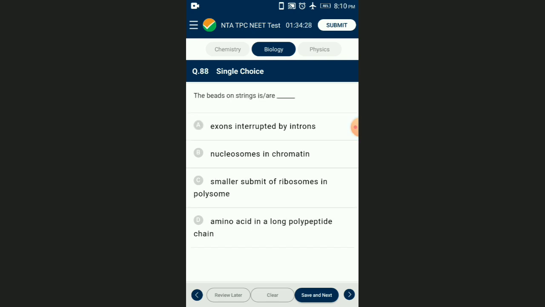Question number 88. The beads on string is nucleosome. DNA that is negatively charged wraps around the positively charged histone octamer in a nucleosome. About 200 base pairs are present in DNA. Chromatin: these are thread-like stained bodies in which repeating units of nucleosomes with DNA in between. Under electron microscope, chromatin appears as beads on string. So the answer is option B. Nucleosomes in chromatin look like beads on string.